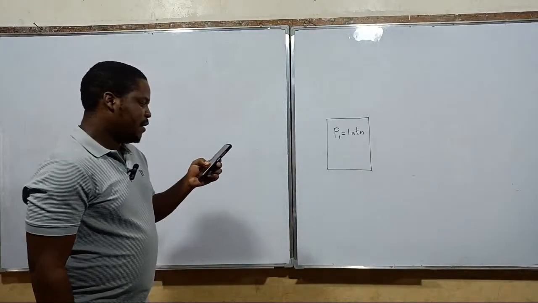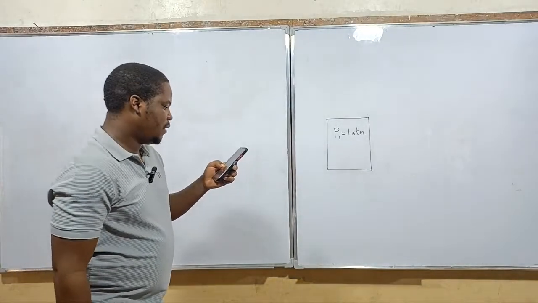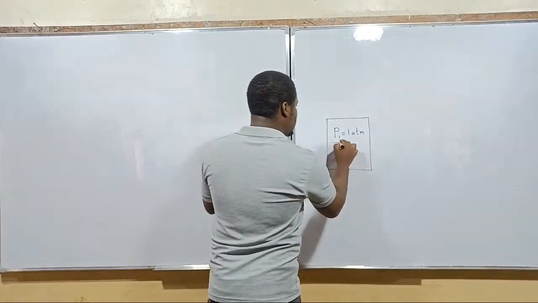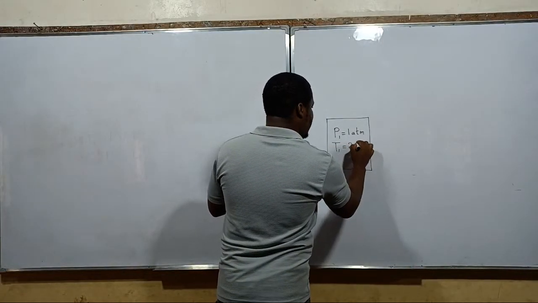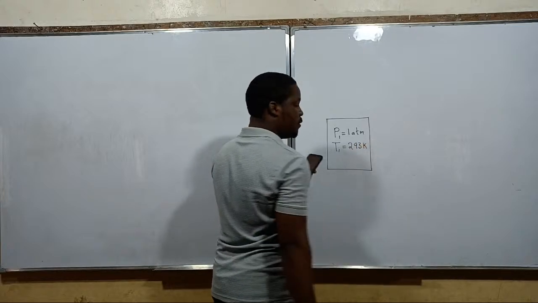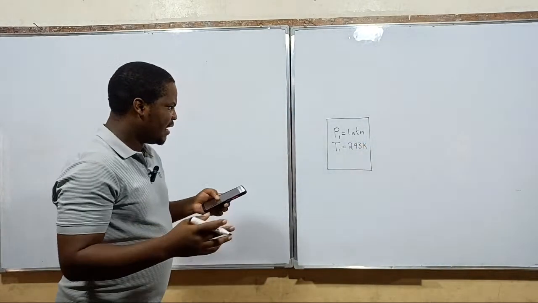Okay. Then if that's the case, we've been told that the temperature T1 is 20, which is the same as 293 kelvins. Is that okay? Now, on a hot sunny day, what happens?